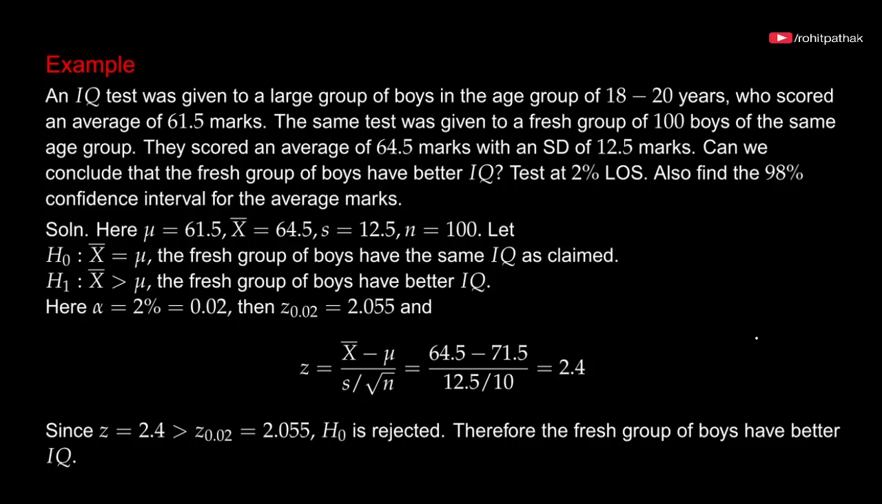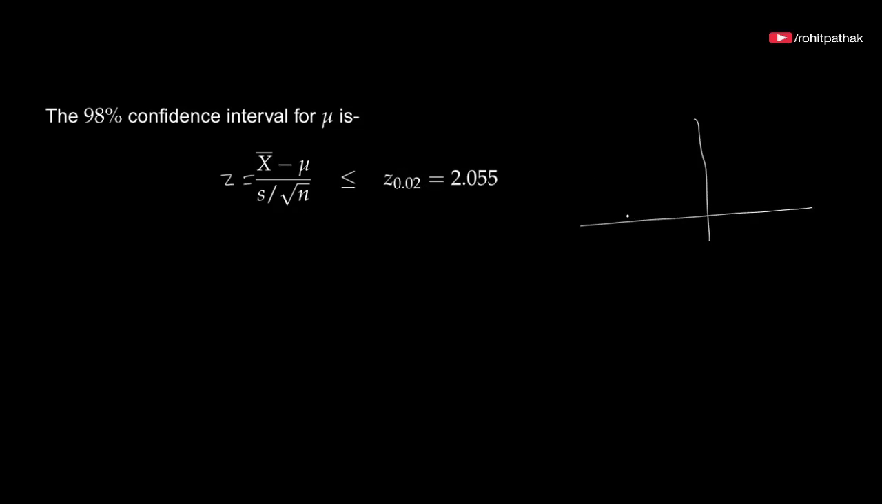So what should be the claim? This can be found by using the 98% confidence interval. The 98% confidence interval can be found using this formula, where (x minus mu) upon (s by root n), which is the computed value of z, should be less than or equal to this critical value. That means the confidence interval will be here.